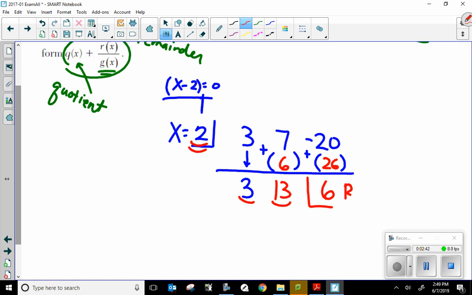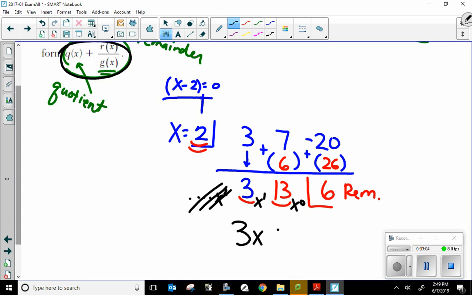That's my remainder. So what's all this other stuff? Well, this first term has 0 x's. This next term would have x to the 1, and so forth if I were to keep on going. I stop at x to the 1. So, based on how they want me to write my answer here, I have my quotient, which is 3x plus 13, plus 6. My remainder is positive 6.